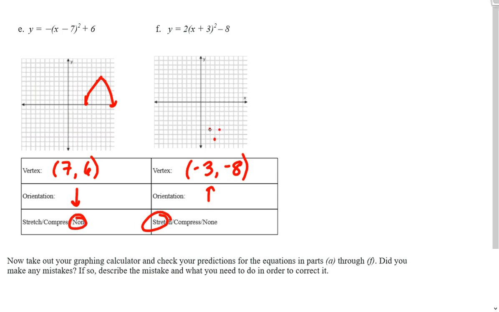Stretch factor is 2, so 1 over 2 up. There we go. That looks better. Okay, so again, just kind of going through, trying to get you as comfortable as you can with your A, your H, and your K. Remembering always that that A is the number that's in front, that's attached by multiplication.